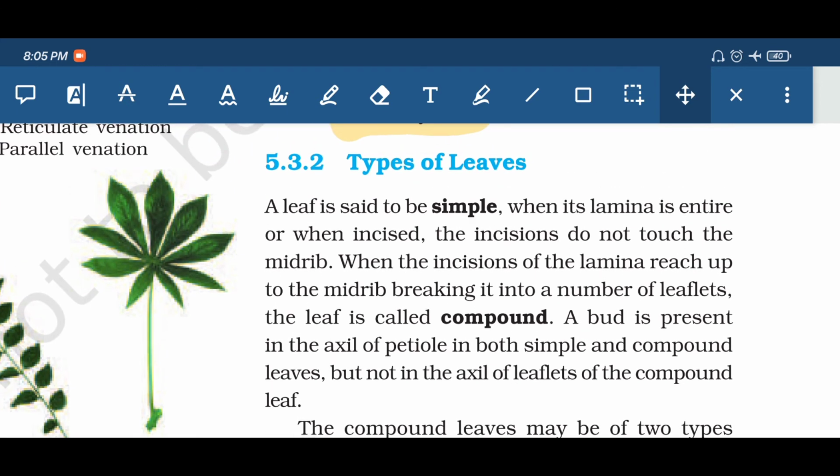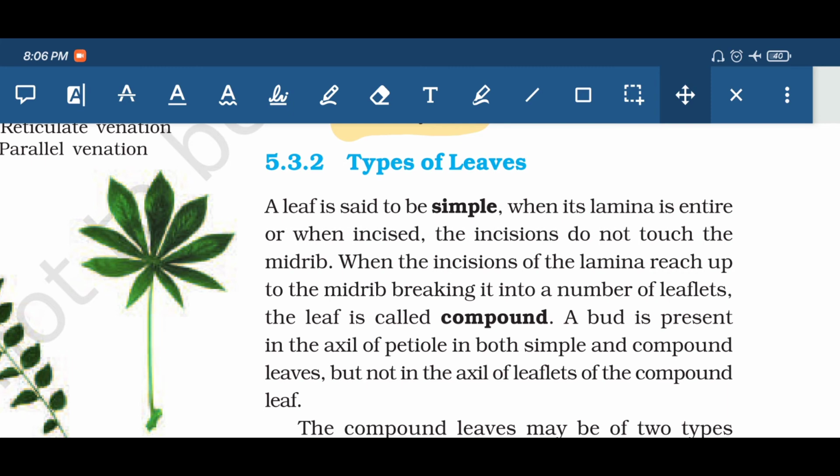If you take a rose leaf, a hibiscus leaf and a neem leaf, all the three are different kinds of leaves. You can see some similarities between the rose and the hibiscus leaf, but the rose or the hibiscus leaf is very much different from the neem leaf. So we are going to study about the different types of leaf over here. A leaf is said to be simple when the lamina is entire or when incised, the incision does not touch the midrib.